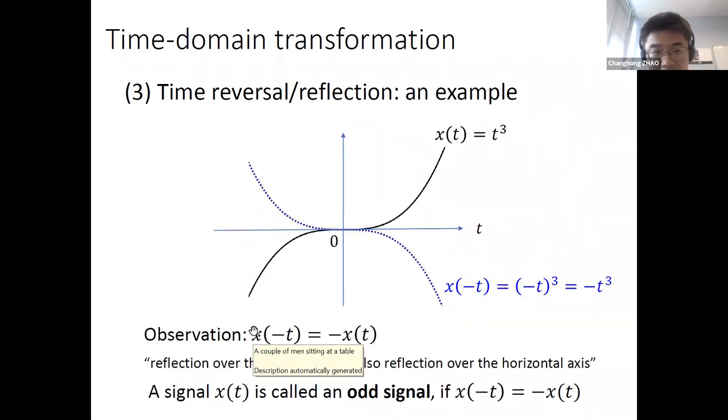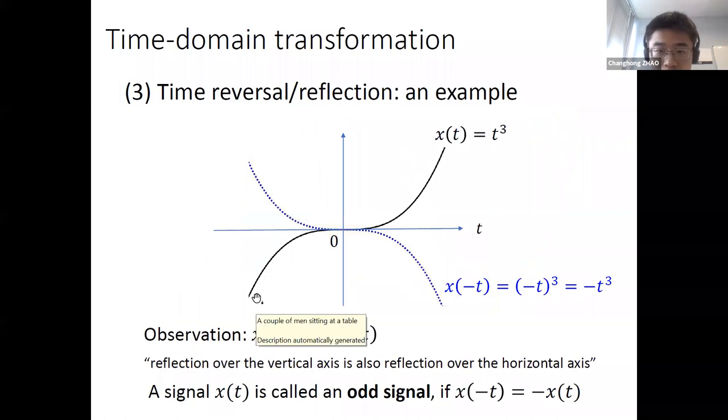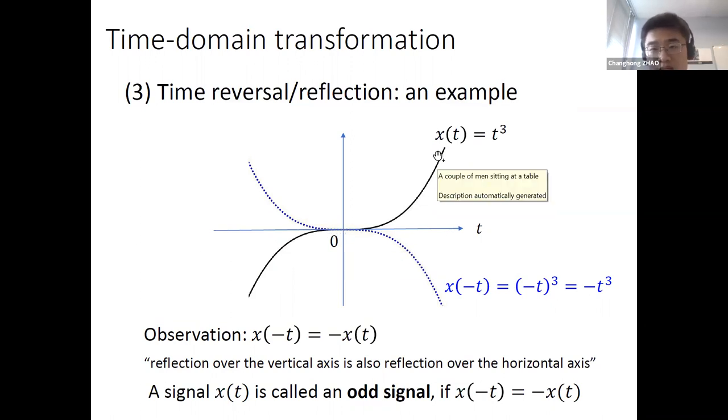Let's look at another example. x of t equals t to the power of 3, t cubic. It is plotted by this solid black curve. It takes negative values when t is less than 0, and positive values when t is larger than 0. So what is the time reversal reflection of this signal?